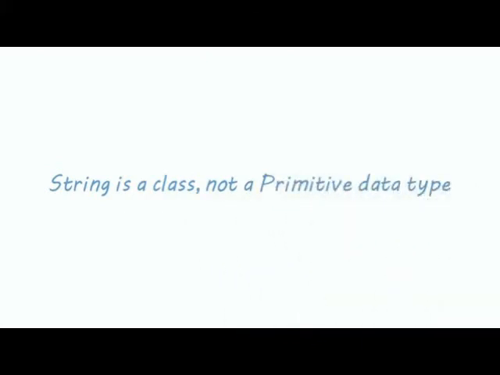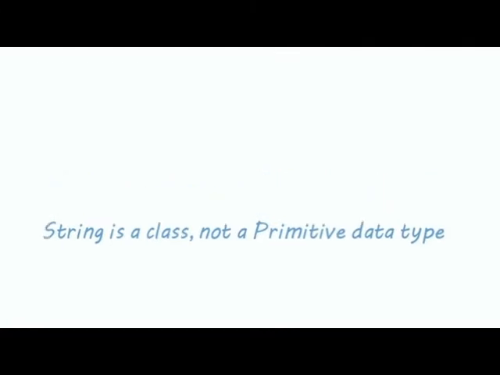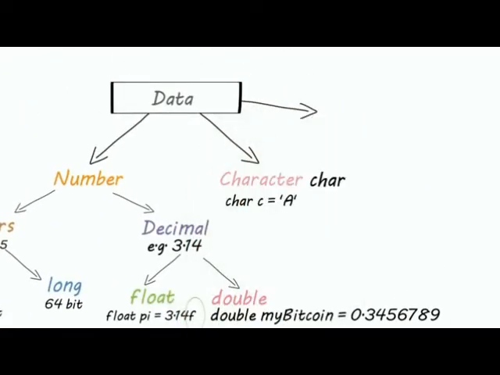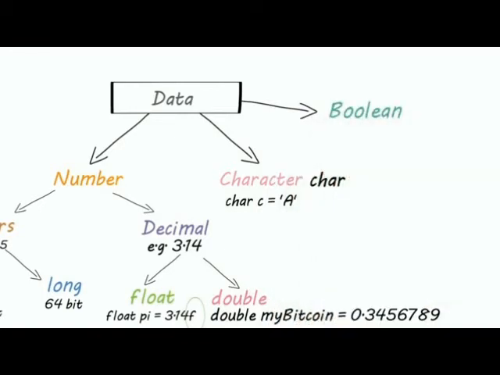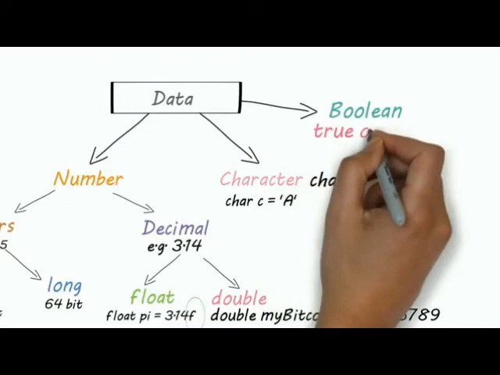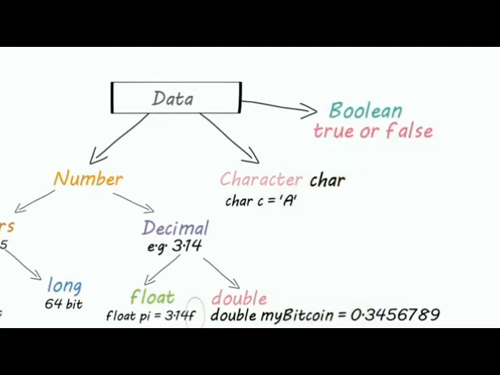And the last data type is boolean. We use true or false values for that. In boolean, we can only have two values, true or false.